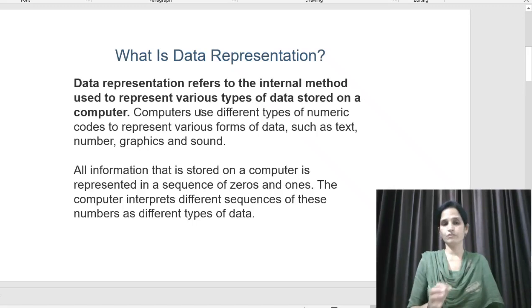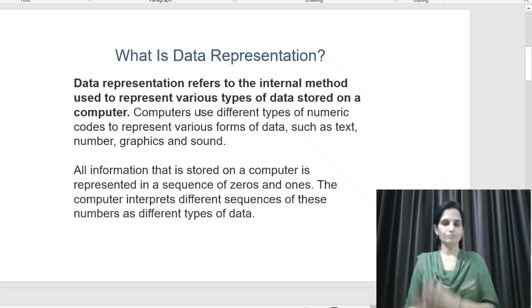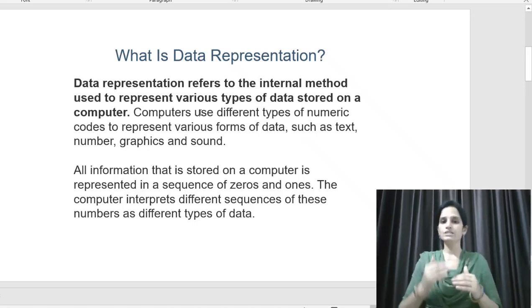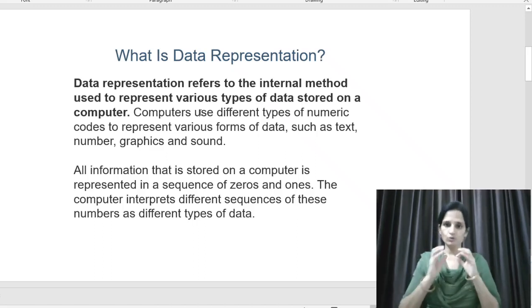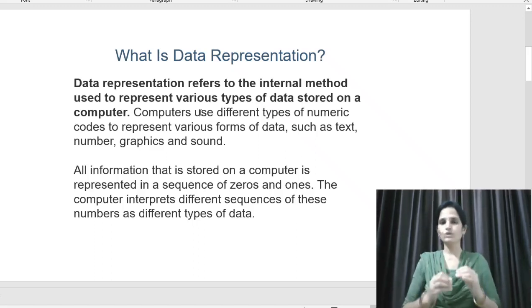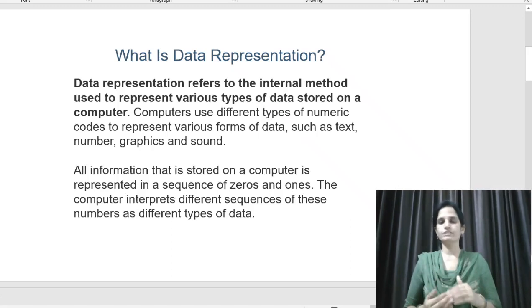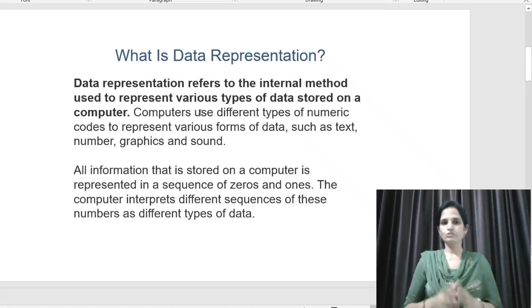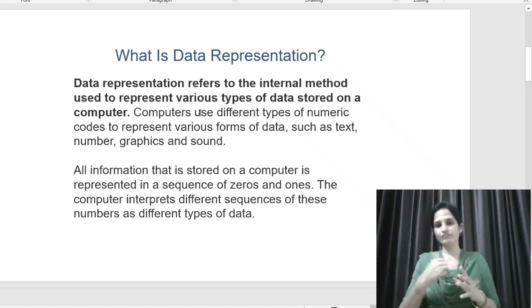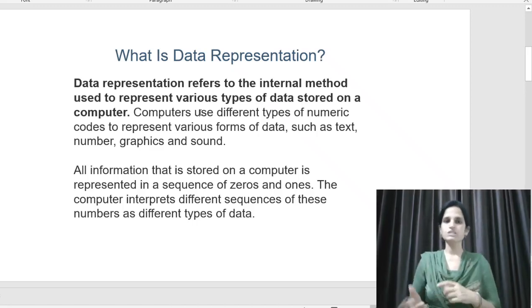All information. What do you mean by information? Meaningful data is your information. All information that is stored on a computer is represented in sequences of 0s and 1s. So your data is stored internally in your computer system in the form of 0s and 1s only. The computer interprets different sequences of these numbers as different types of data.